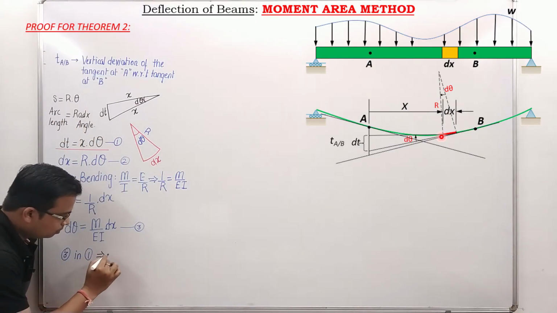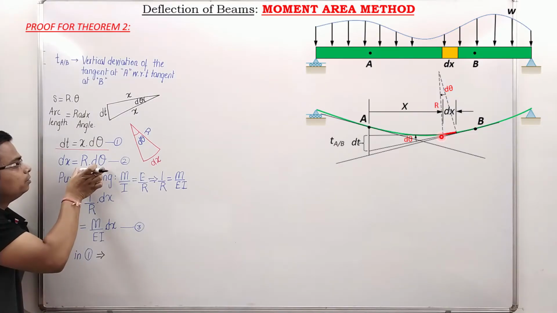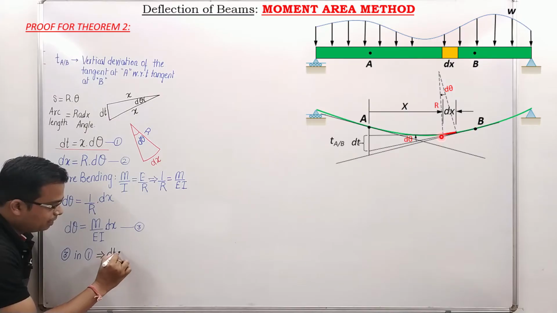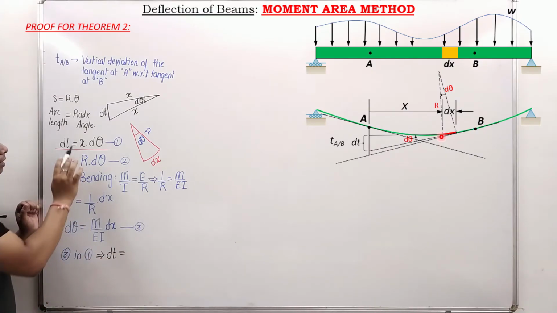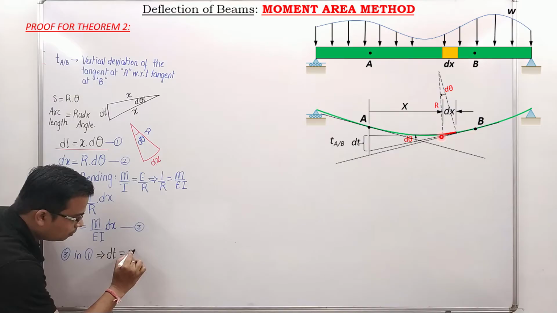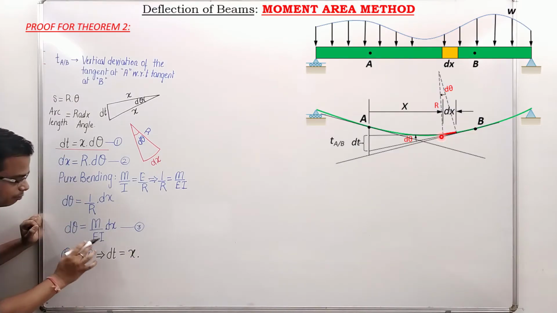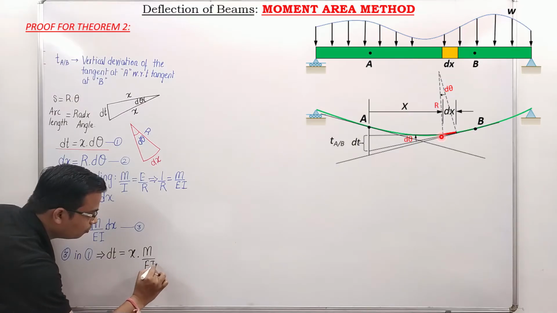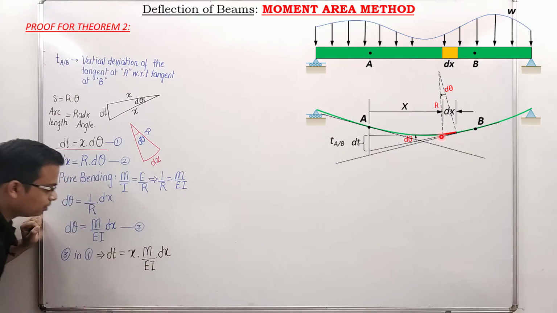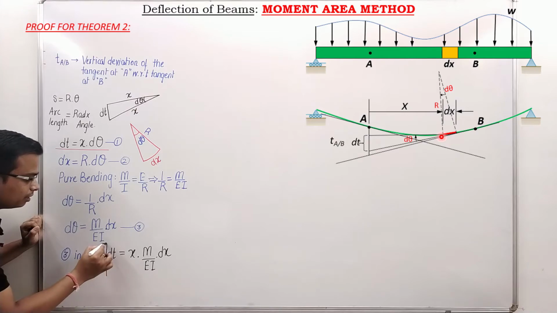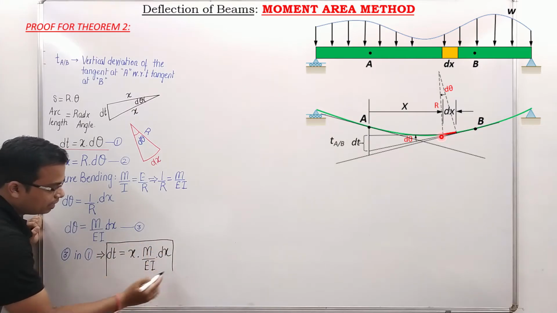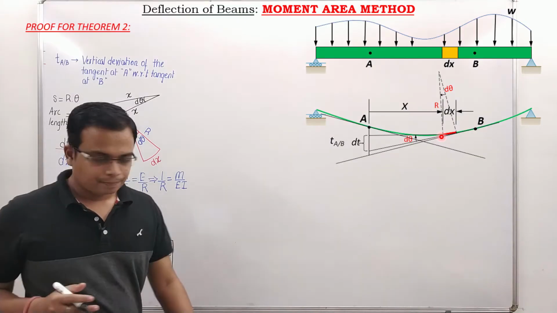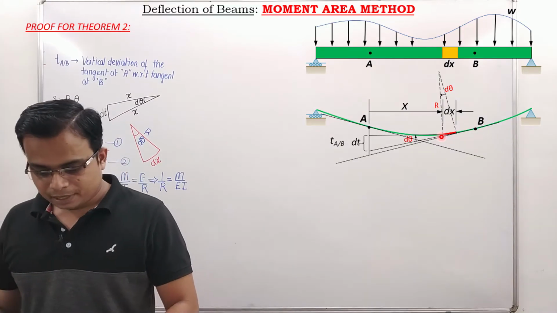Let me just do that. dt is equal to x d theta. x multiplied by how much is d theta? M over EI times dx. Now this is going to be amazing. This is a very important result, something based on which the entire theorem is going to rest. Let me make some space.